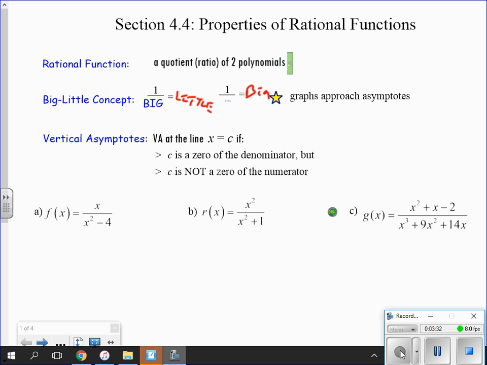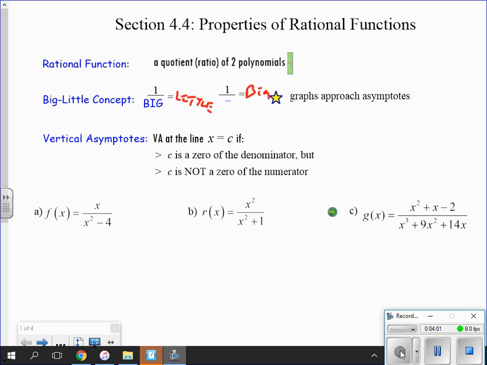So this is important. What you need to do is set the denominator equal to zero. That will tell you where your possible asymptotes are. But if your zeros are also zeros in the numerator, you do not have an asymptote there. That is what we're going to discuss next time we meet, what's going on at those places.